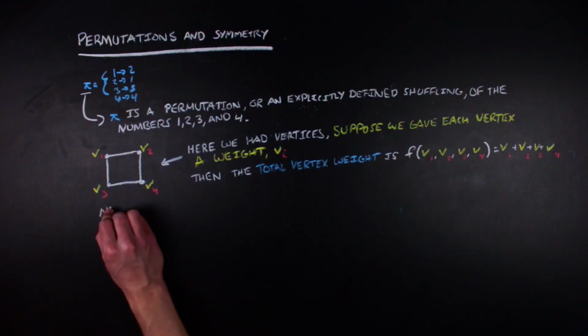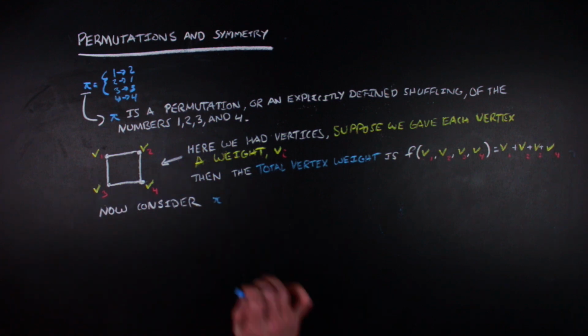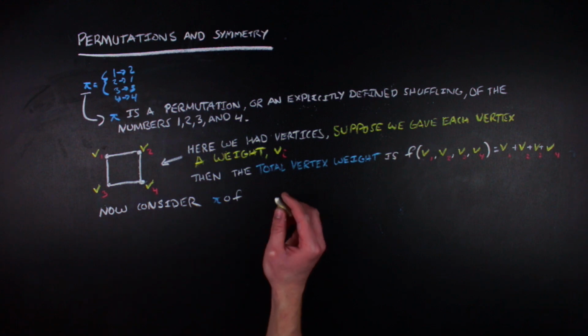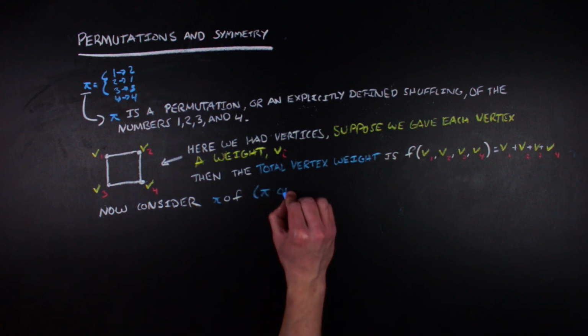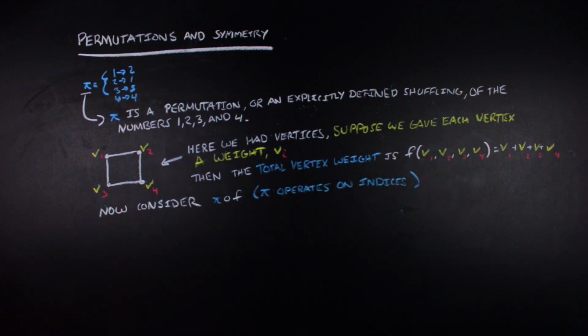And you might notice that the vertex weight sum doesn't actually depend on any configuration of edges or how the edges land on the piece of paper where we're expressing the graph. And so let's go ahead and take a look at what pi would do to this function when pi is shuffling the vertices as it did before. So instead of shuffling vertex labels, now our pi is shuffling the actual variables of our function.